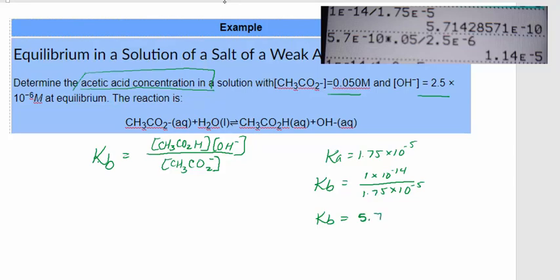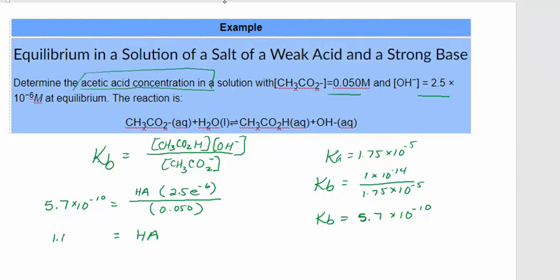Now I have several of my values and I'm only missing one. So I will put HA for my acid because that's easier for me to keep track of. 2.5 times 10 to the negative 6 divided by 0.050. So when I work that arithmetic, which would be 5.7 times 10 to the negative 10 times the denominator divided by the numerator, and that's just standard algebraic procedure for getting that variable by itself, I get a weak acid concentration of 1.14, so I'm going to call it 1.1 times 10 to the negative 5, capital M molarity.